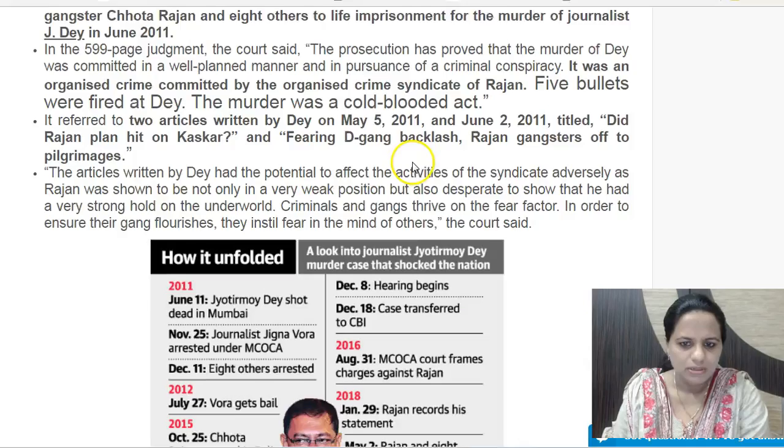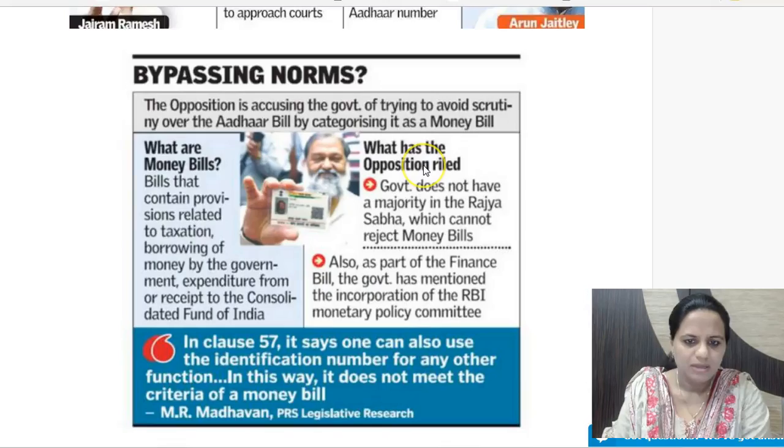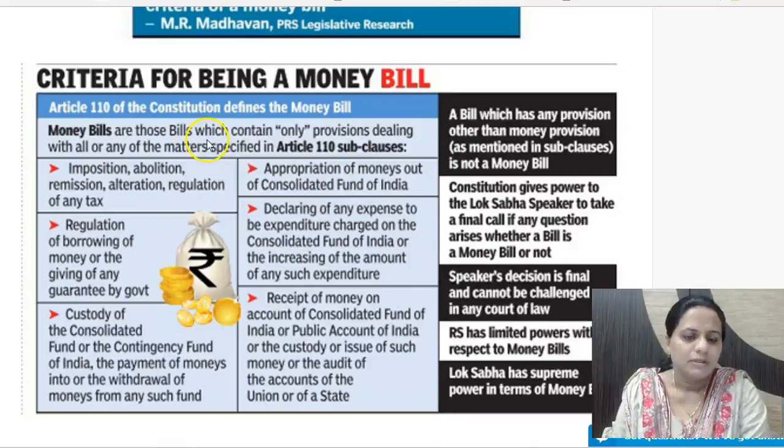So here you can see, when we discussed this, we discussed in detail Aadhaar being passed as a money bill. The definition of a money bill under Article 110 of the Constitution is clearly provided here. These are the points under it. Appropriation of money out of the Consolidated Fund of India is the provision. The bill should contain only provisions dealing with all or any of the matters regarding financial matters. So that was also one of the options.